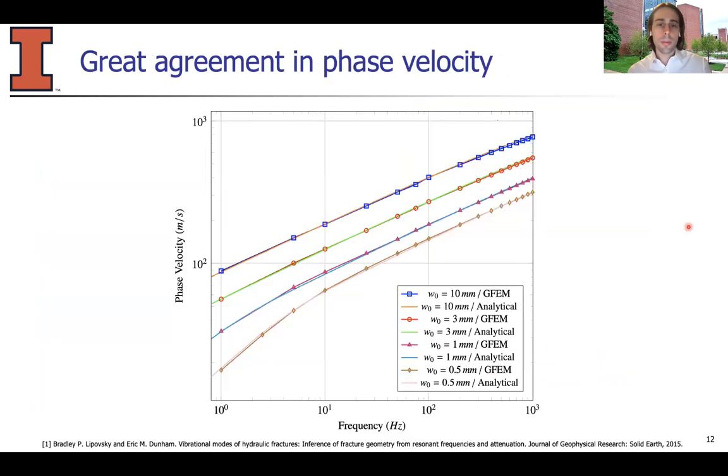And for this problem, the phase velocity with respect to frequency can be calculated. These were calculated for 4 different initial openings: 10 millimeters, 3, and 1.5 millimeters, and compared with analytical solutions. The GFEM solution is in hollow markers, while the analytical solutions are in solid lines, and a great match for all 4 different initial openings can be seen.